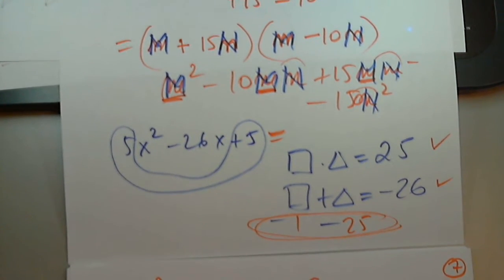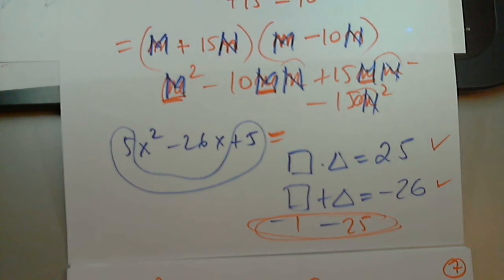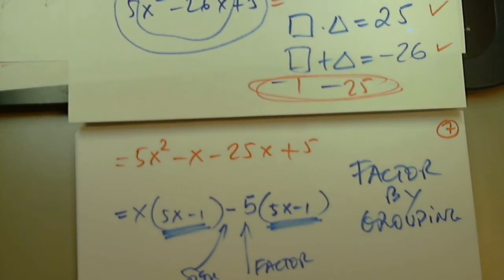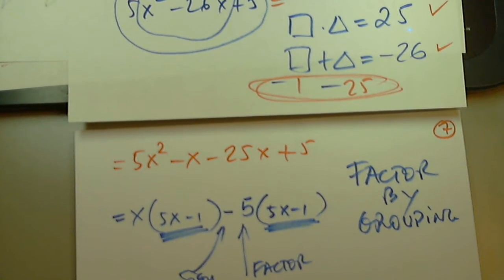-5. Let's check. -5 times 5x is this. -5 times -1 is that. And now I can finish it and say what? 5x minus 1 is the common factor. And from the first term I have x. From the last term I have -5. If you were taught a different method, use your method. I'm fine with it.